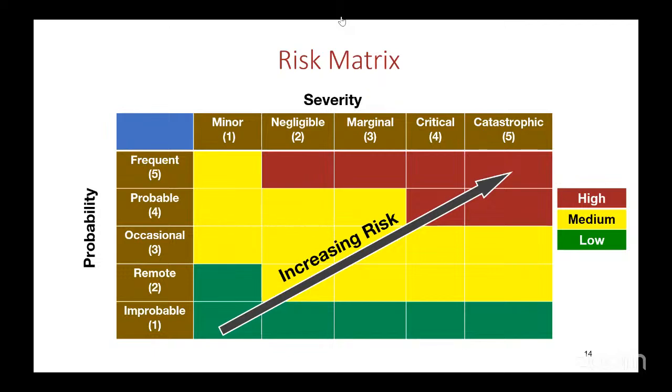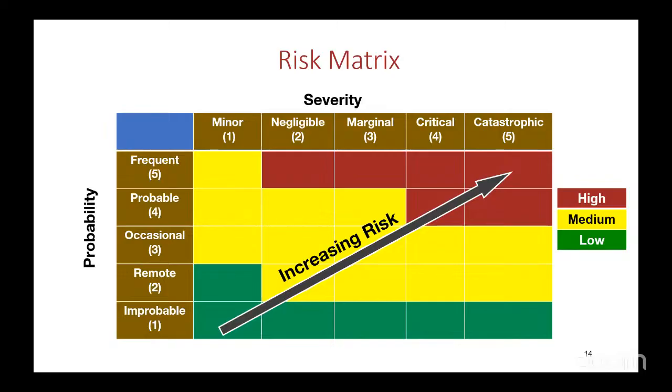So, the risk matrix is a tool used for identifying risk as part of risk management. If something is going to happen, we have what we call the severity link and the probability link. Probability is from 1 to 5, as you can see: 1 improbable, 2 remote, 3 occasional, 4 probable, and 5 frequent. That is the probability that this thing we are identifying as a potential risk is going to happen.